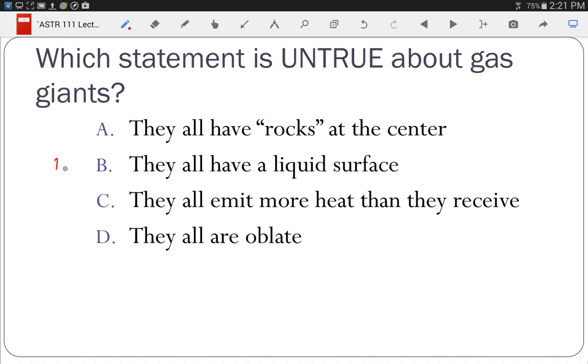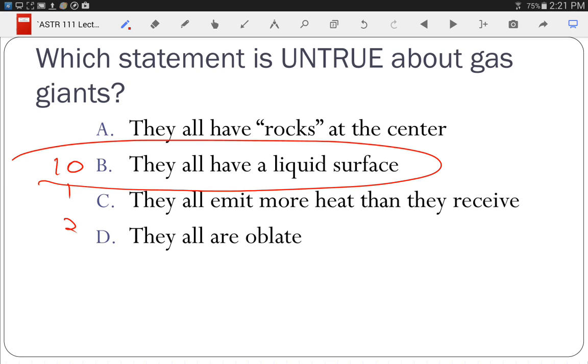Okay, we had 10, 1, and 2. The correct answer was this one: they do not have liquid surfaces. If you were to fall into something like Jupiter, you would never splash. It would just get thicker and thicker until you're crushed.